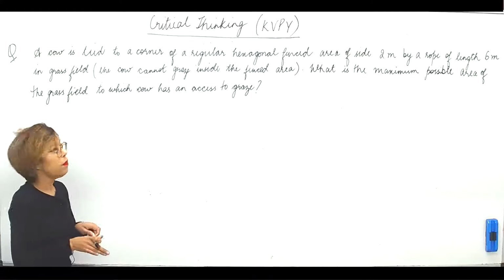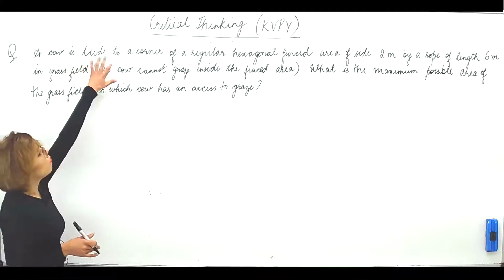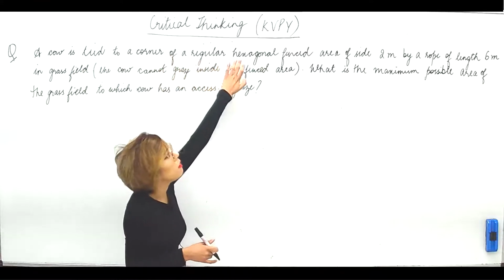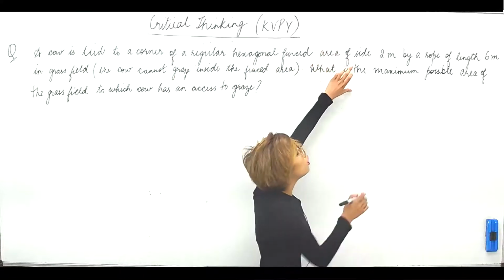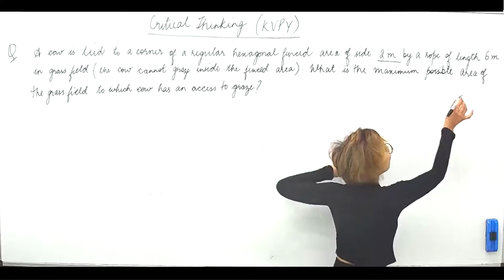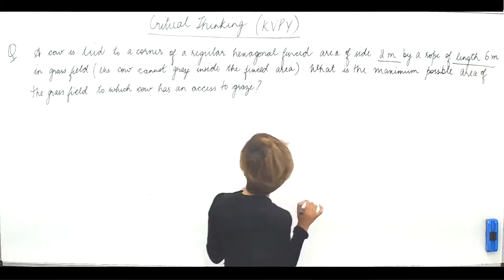Alright, so the next one. A cow is tied to a corner of a regular hexagonal fenced area of side 2 meters by a rope of length 6 meters. Alright.